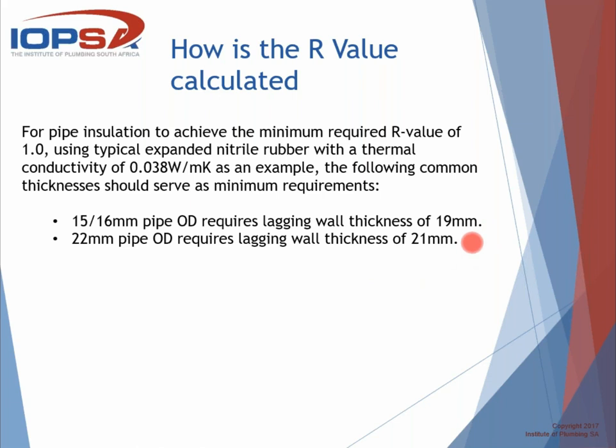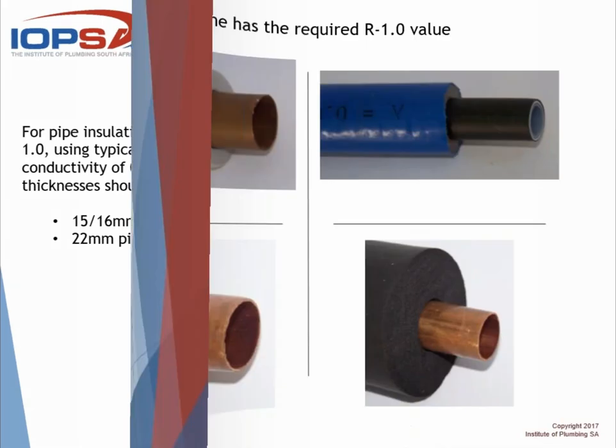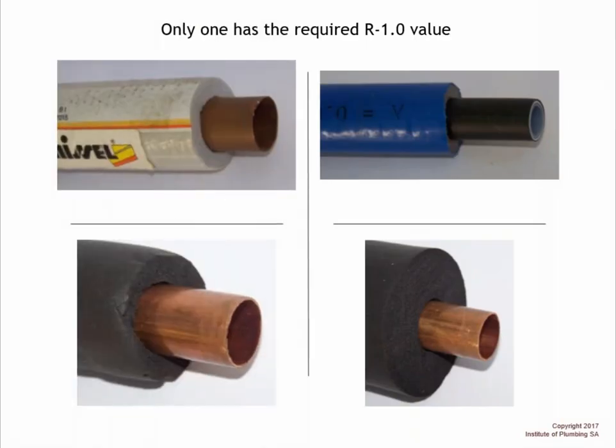So as an auditor, you'd go to site and you'd easily be able to see whether the lagging complies. Sometimes I lose my train of thought. So here's 4 examples of lagging, and only one has the required R value, and that's this one. So at a glance, one can very quickly tell which pipes have been lagged correctly and which comply and which don't.